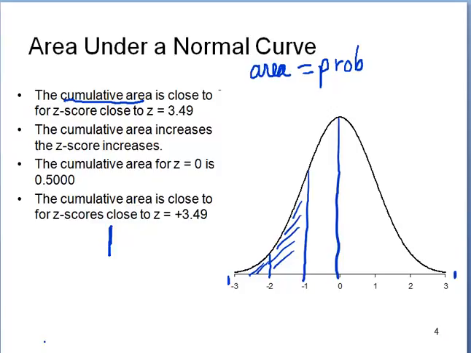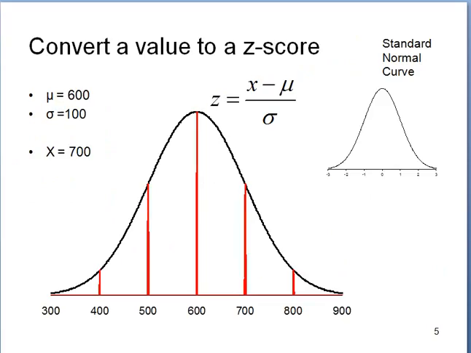So how do you convert a problem into a z-score? Let's say that we have a problem where the average is 600, for whatever that is. It may be pounds, it may be time, hours, any number of things, with a standard deviation of 100. How do I convert the x value 700 into a standard normal curve? So I want to take this number and put it into a standard normal curve.